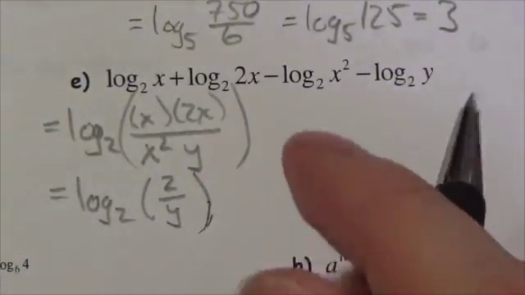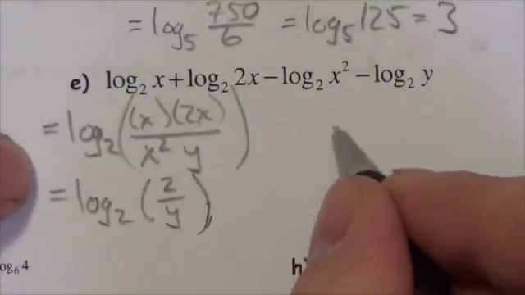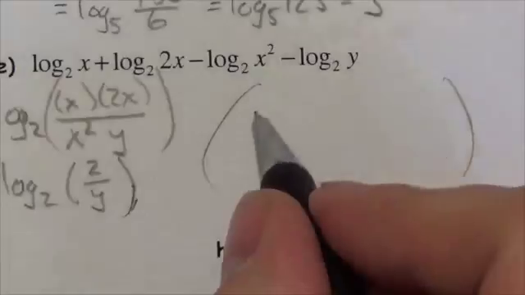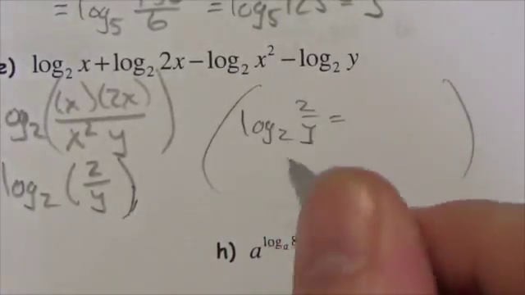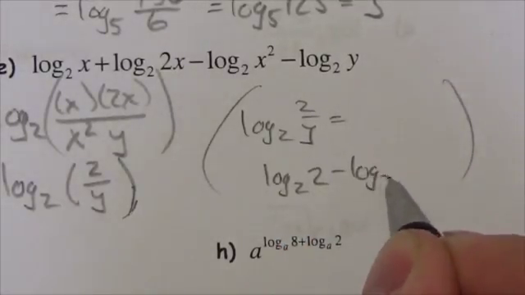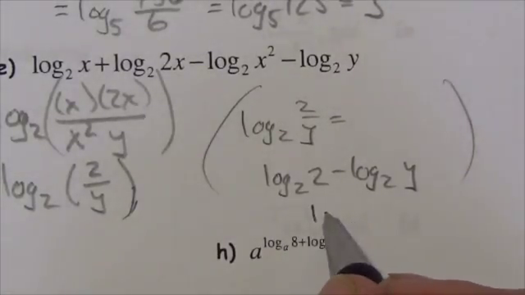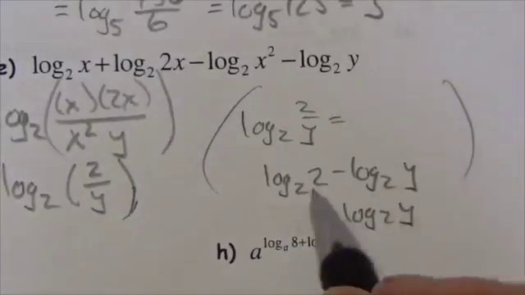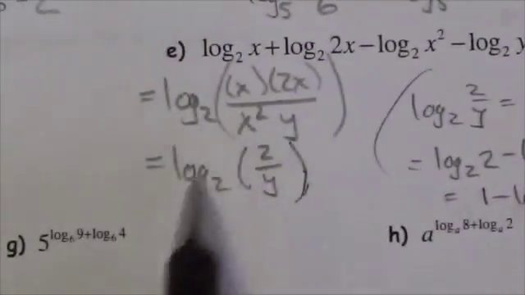Now there's some other stuff that I might do to this. You might even look at this and say, well, I can break that up, just as an aside. You could make that log base 2 of 2 over y. Because that's division right there, you could make this the log base 2 of 2 minus the log base 2 of y. And then the log base 2 of 2 becomes 1 minus the log base 2 of y. Now, whether that's simpler or not is kind of up to you, but it's something you could do. This is very likely all that they wanted you to do at this point.